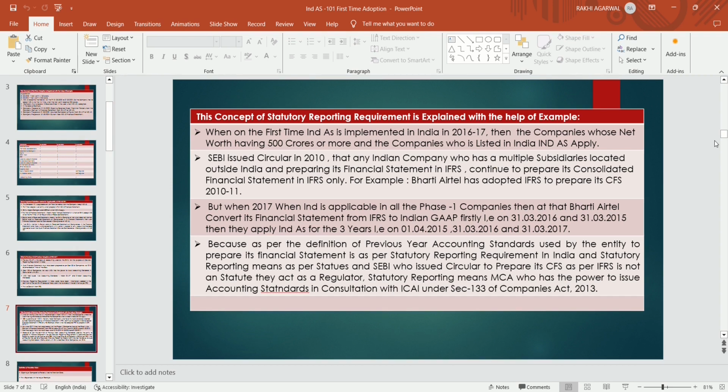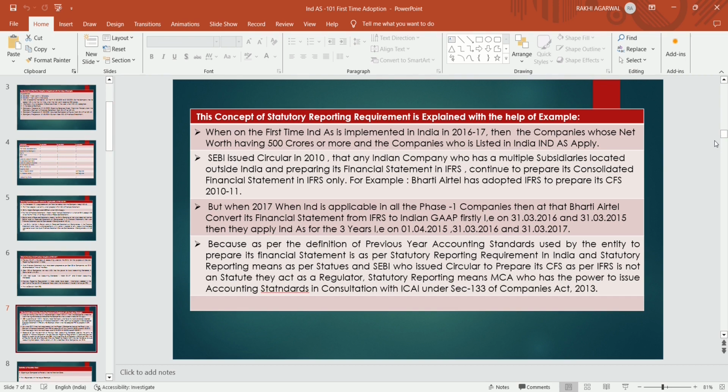When Ind AS was first implemented in India in 2016-17, companies with a net worth of 500 crores or more, and companies listed in India, were required to prepare their financials as per Ind AS. So for the first time when Ind AS is implemented in India, the companies whose net worth crosses 500 crores and the companies listed in India are required to prepare their financials as per Ind AS.